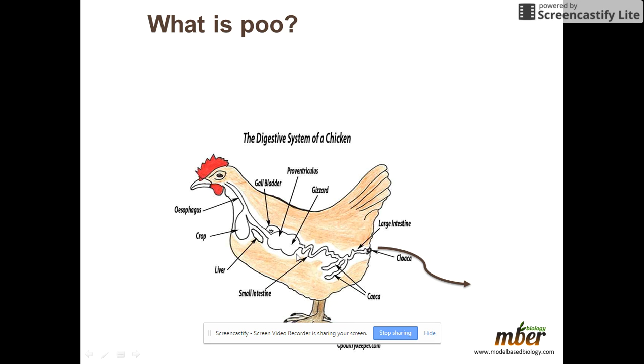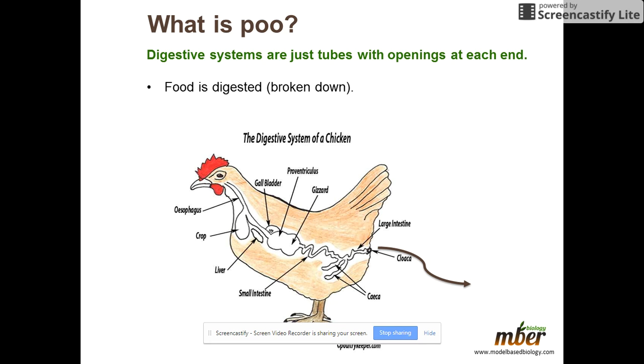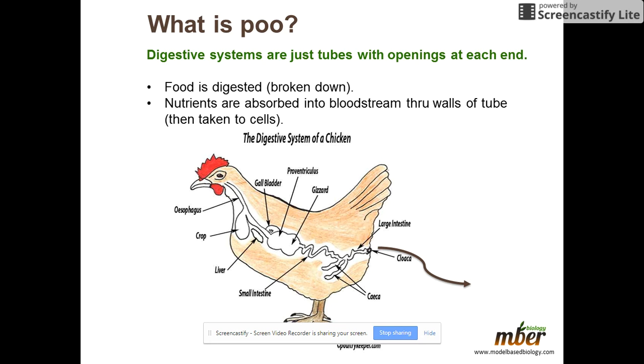Now, not all of the food goes out into the body. This is really a closed system here. It's just this tube that kind of runs from mouth to anus, and a lot of it doesn't leave that tube. So, to recap, digestive systems are just tubes with openings at each end. Food gets digested or broken down, and then nutrients are absorbed into the bloodstream through the walls of the tube and then taken out to cells. And if they're not going into the bloodstream, they're coming out like as poop.